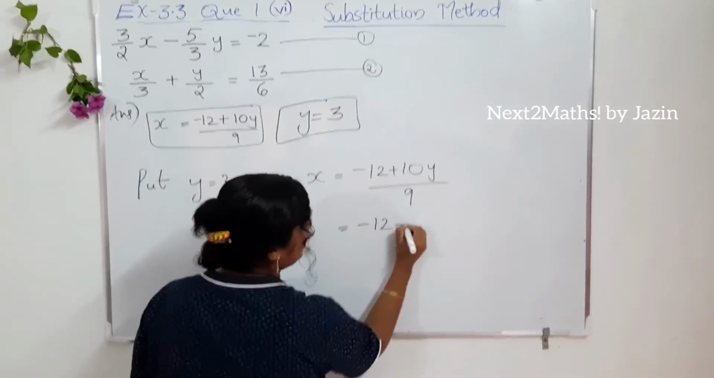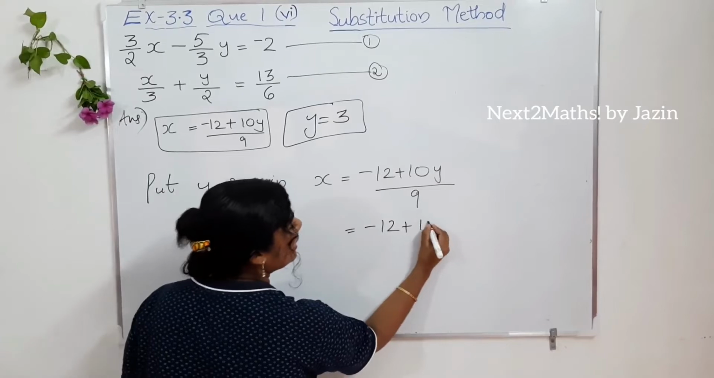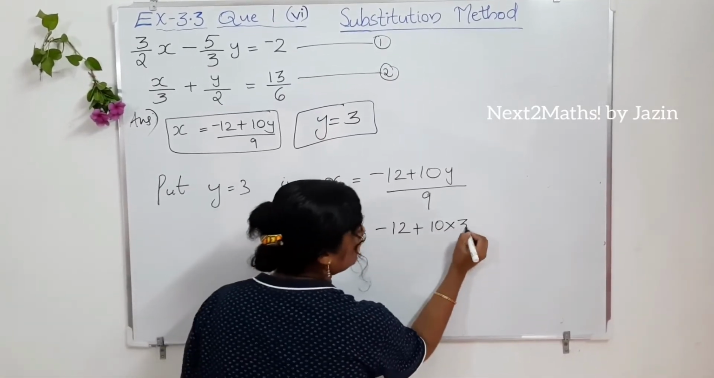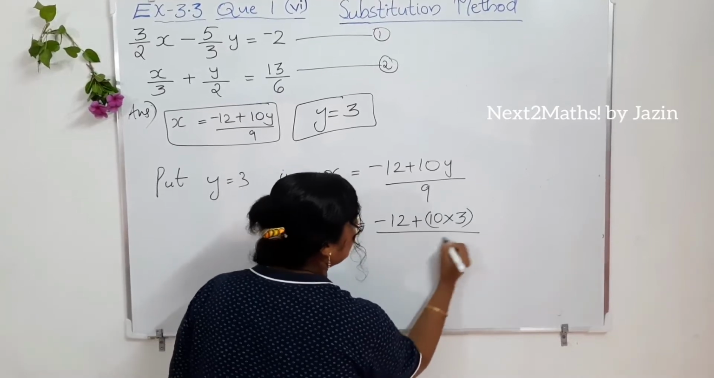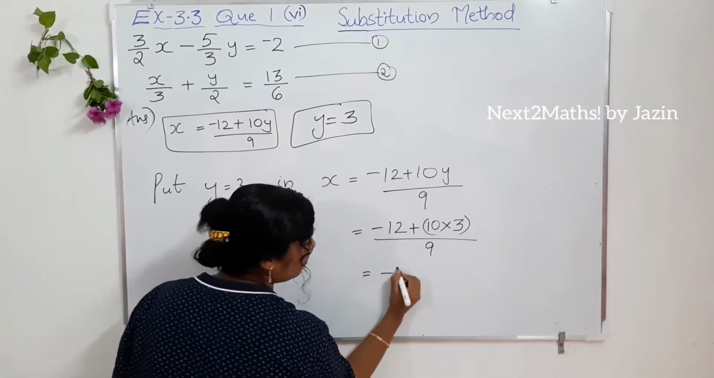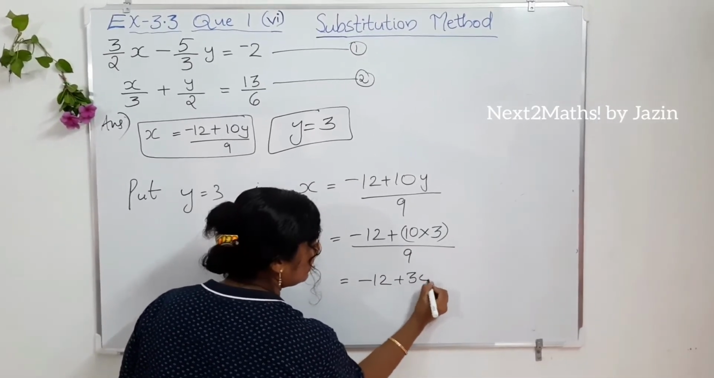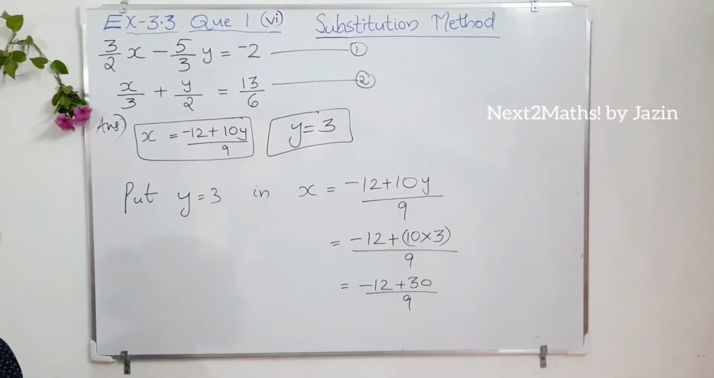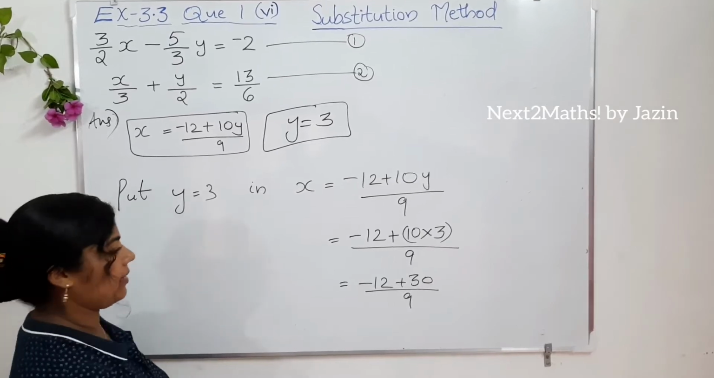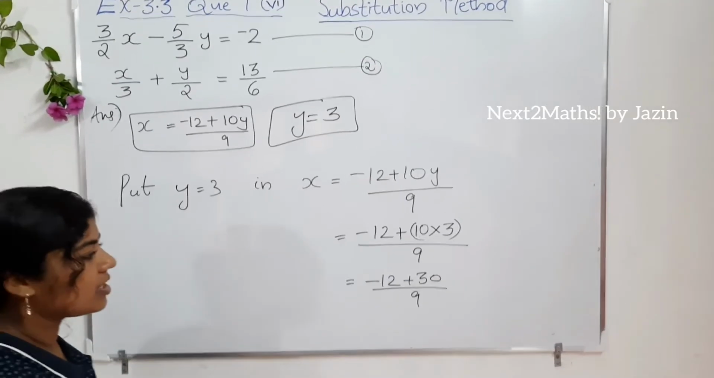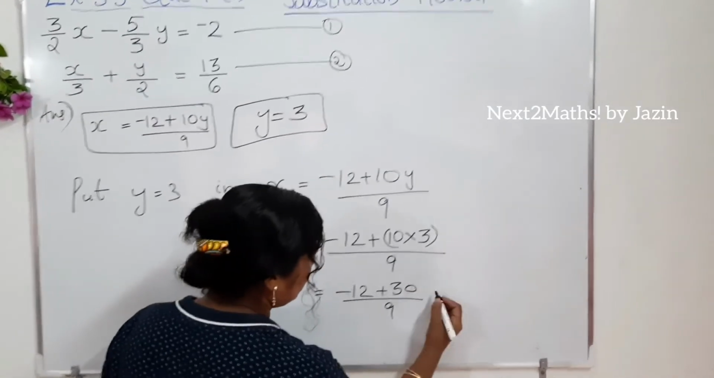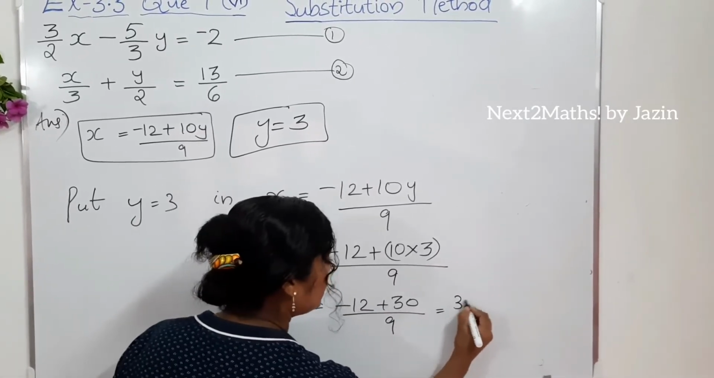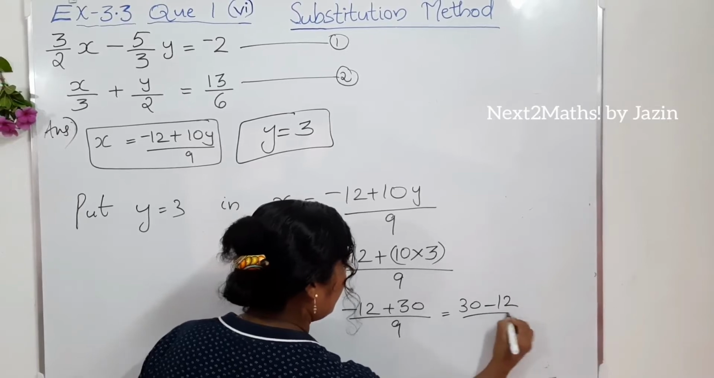Minus 12 plus 10y means 10 into what is y? Y is 3. 10 into 3. Here 10 into 3 divided by 9. It is equal to minus 12 plus 30 by 9. So what will you get? You will get it as 30. Minus 12 plus 30 means it's simply 30 minus 12 by 9.